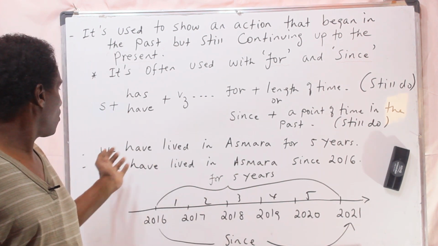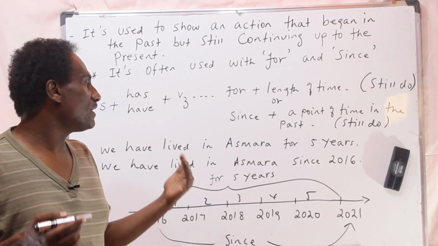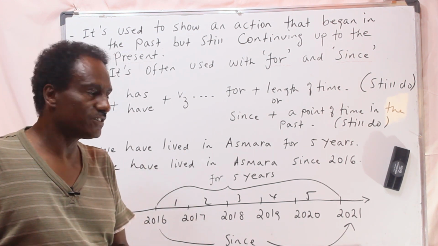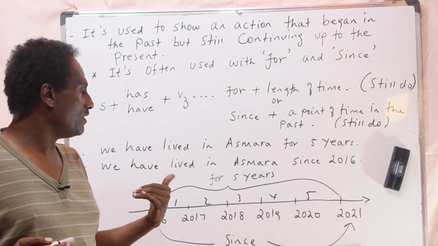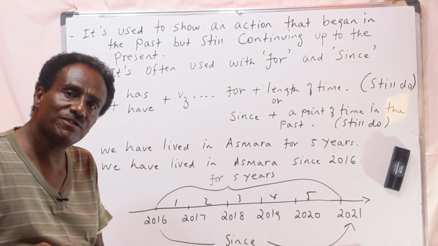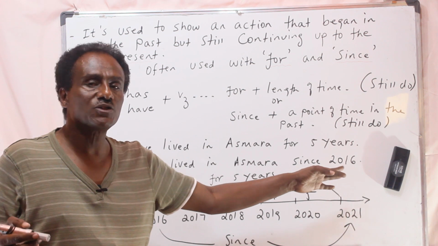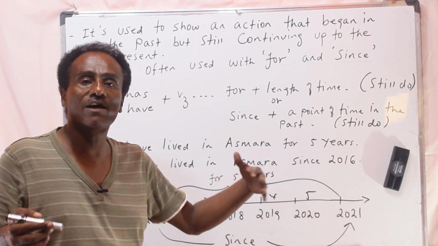Clear? So, we have lived, I have lived in Asmara for 5 years. We have lived, I have lived, she has lived, he has lived in Asmara since 2016, or for 5 years.